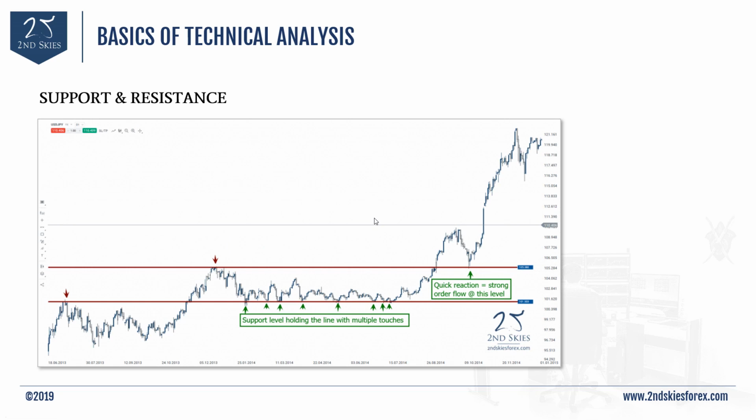Now we have looked at a couple of ranges, but areas of support and resistance aren't limited to ranges. They form in trending markets as well. If you look at this chart here, you can see we clearly have a higher high, higher low, higher high, higher low, higher high, higher low. So this is clearly a trend, based on what we talked about earlier in this lesson.